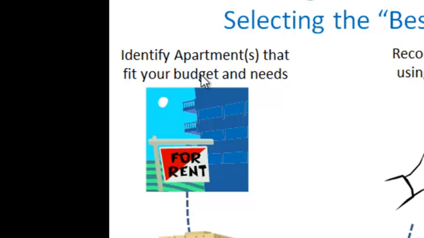We're going to follow a path here. We would obviously want to identify apartments that are going to fit our budget and our specific needs. If we have a need to be close to grandma who lives on the west side of town, then that's probably where we want to be looking from a spatial perspective. If we have to have an apartment that's going to cost less than $1,000 a month, then that's another constraint that we want to consider.